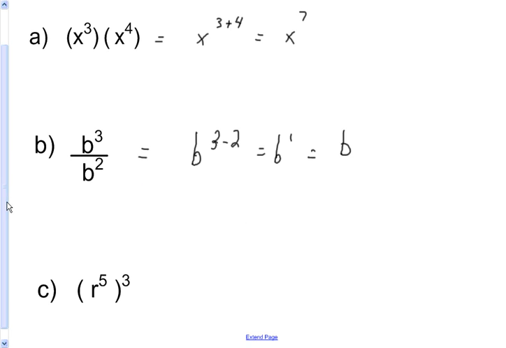Well, let's look at r^5 all cubed. Again, this is an example of the power law. We multiply the exponents together, and 5 times 3 gives us r^15. So there are some examples using variables as well.